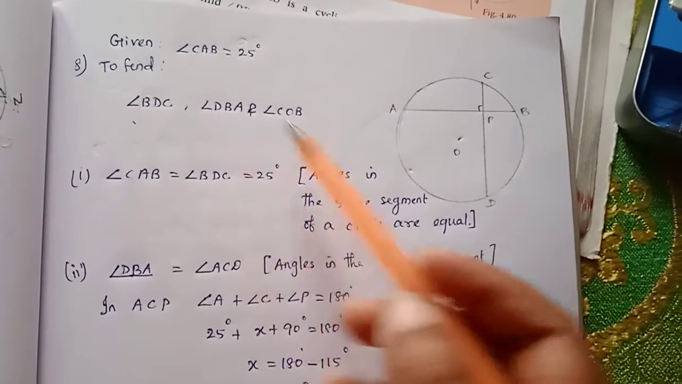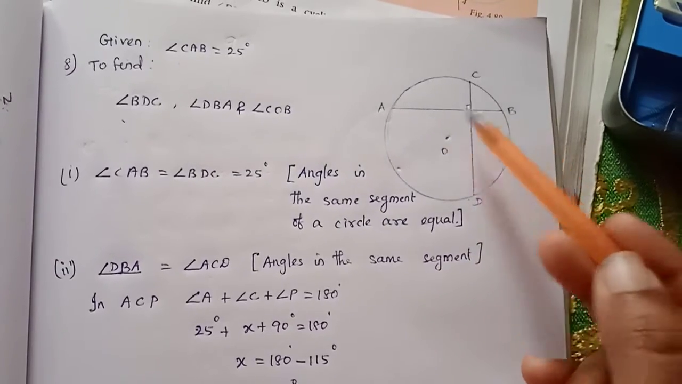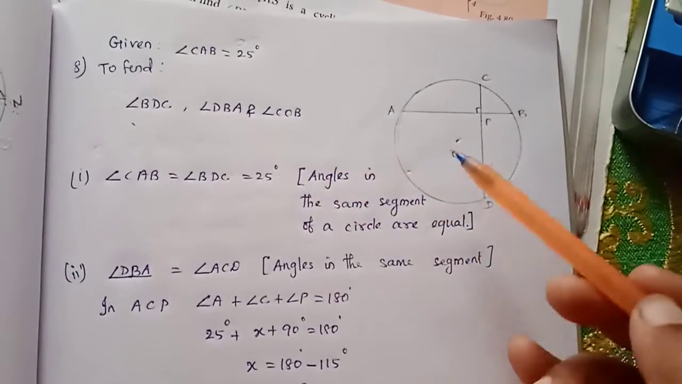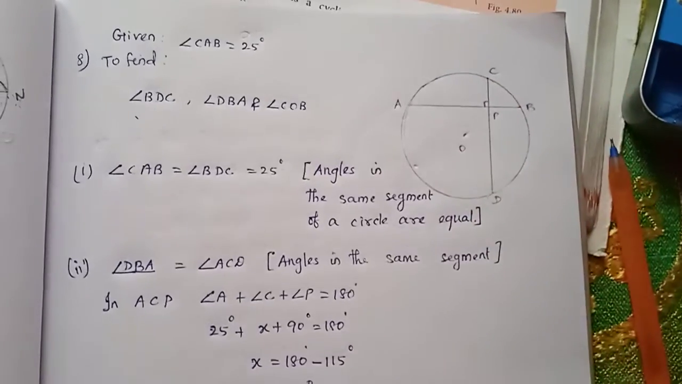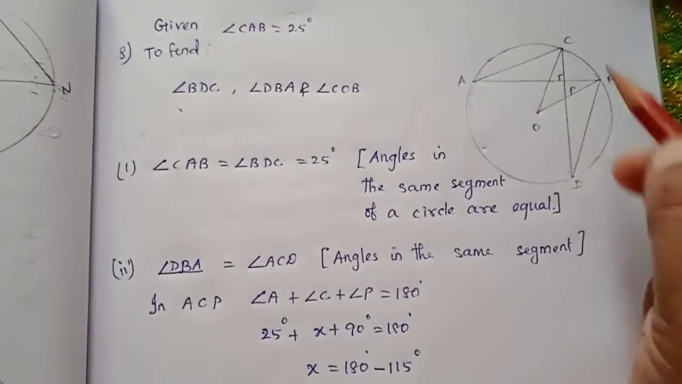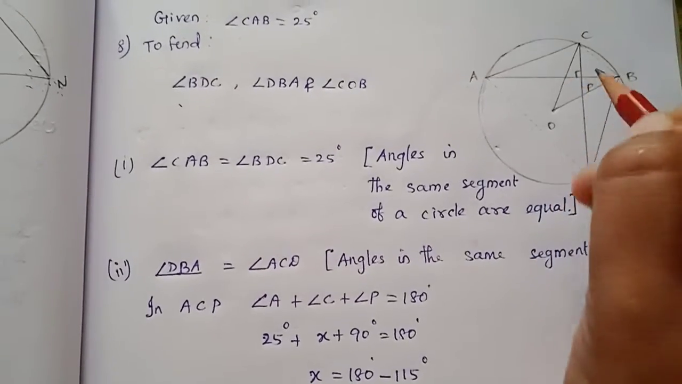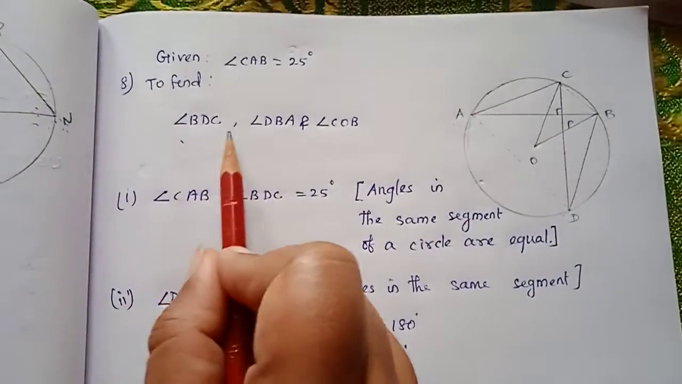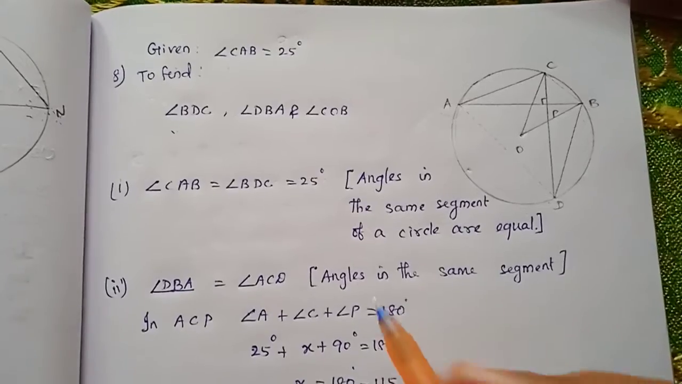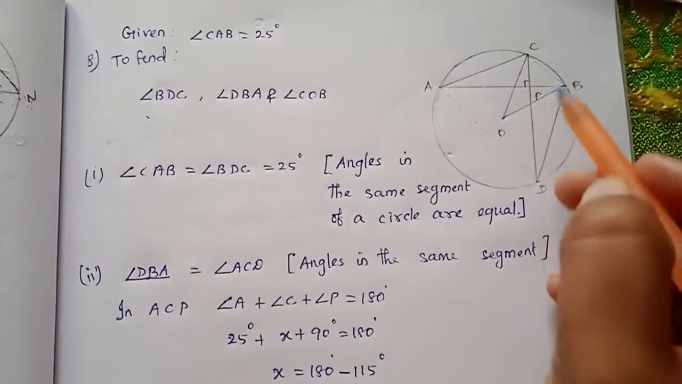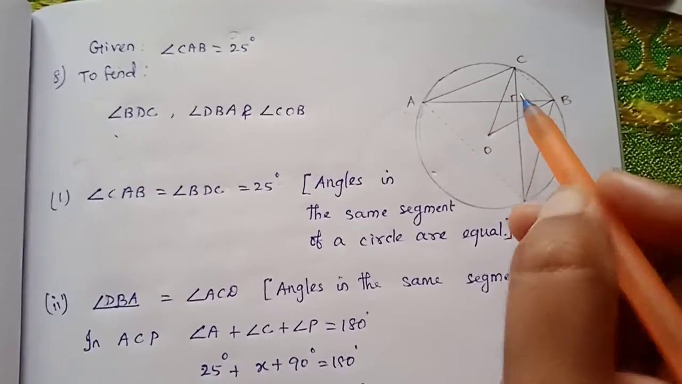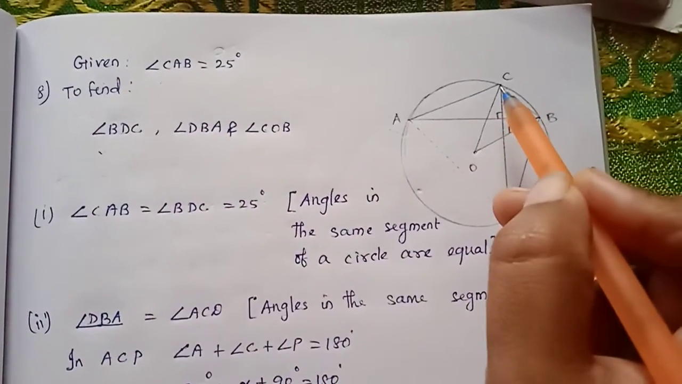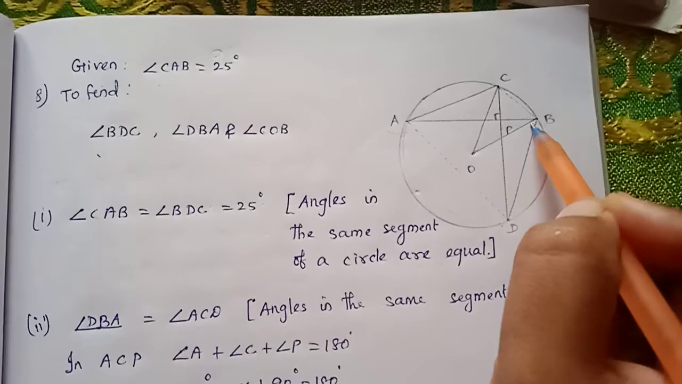Then angle DBA and COB. So we have to join all these. Now I have joined all these points and now we have to find BDC. In order to find angle BDC, first we'll join C and B.